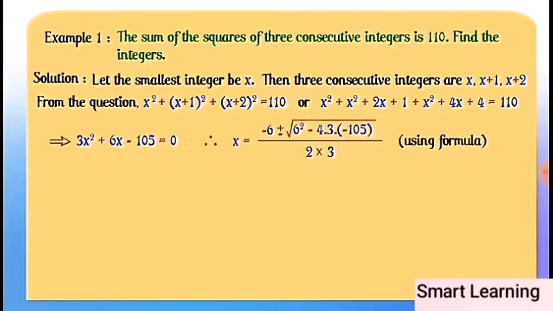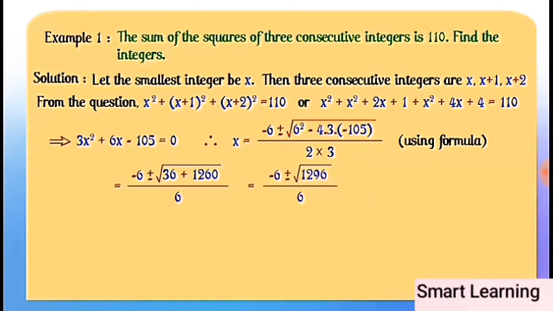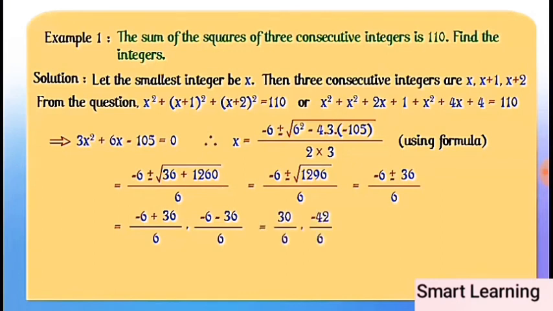Therefore, using the formula x is equal to minus 6 plus minus under root 6 square minus 4 into 3 into minus 105 divided by 2 into 3. This becomes equal to minus 6 plus minus under root 36 plus 1260 divided by 6 is equal to minus 6 plus minus under root 1296 divided by 6 is equal to minus 6 plus minus 36 divided by 6 is equal to minus 6 plus 36 divided by 6 and minus 6 minus 36 divided by 6 equal to 30 by 6 and minus 42 by 6 is equal to 5 and minus 7.